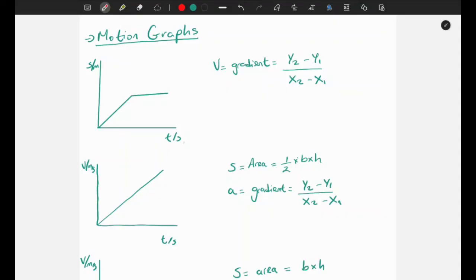The first one is a distance time graph. So for a distance time graph, the velocity is equal to the gradient. So the gradient is y2 minus y1 over x2 minus x1. So to find the gradient, we can take 2 points from the line, and then we find the x values and the y values. So this could be x2, this could be x1, this would be y1, and this would be y2. So we just put the coordinates into this formula and we find the gradient, which is also the velocity.